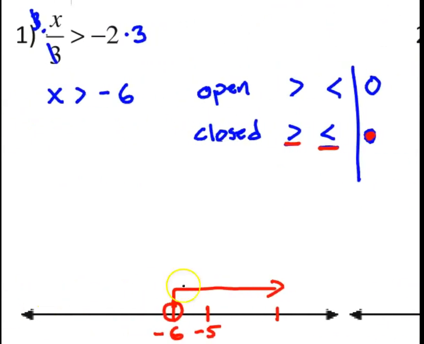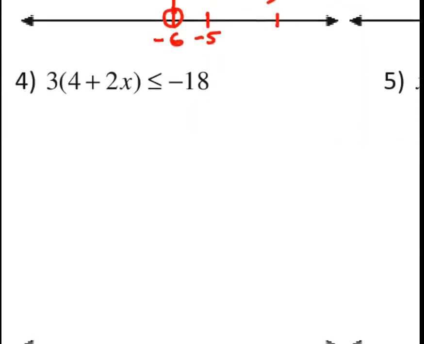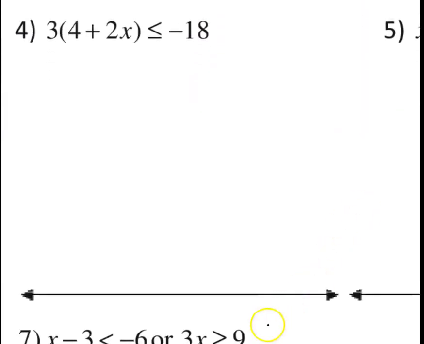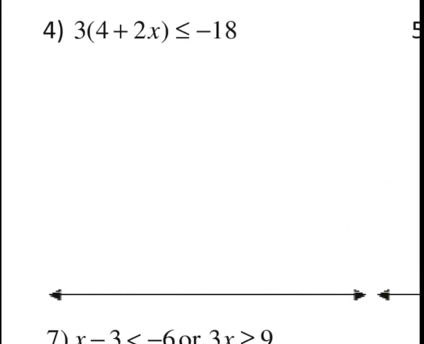Okay, let's go to number 4. We got some distributive property to do. So we can do 3 times 4 and get 12, and do 3 times 2x, get 6x. That's less than or equal to -18.